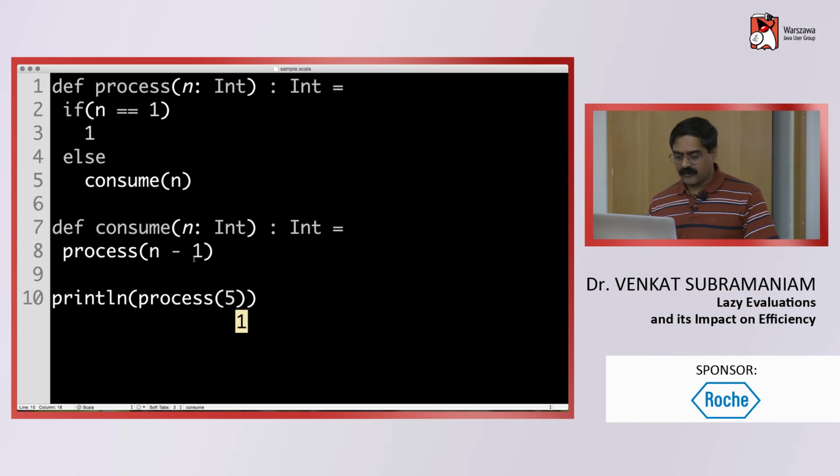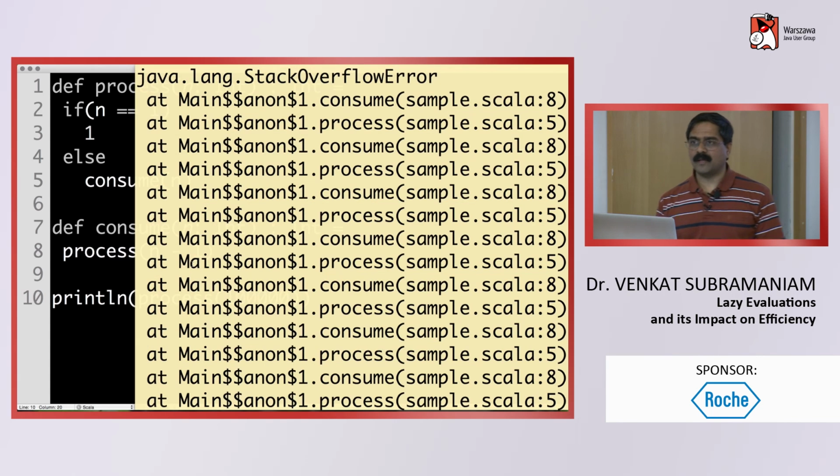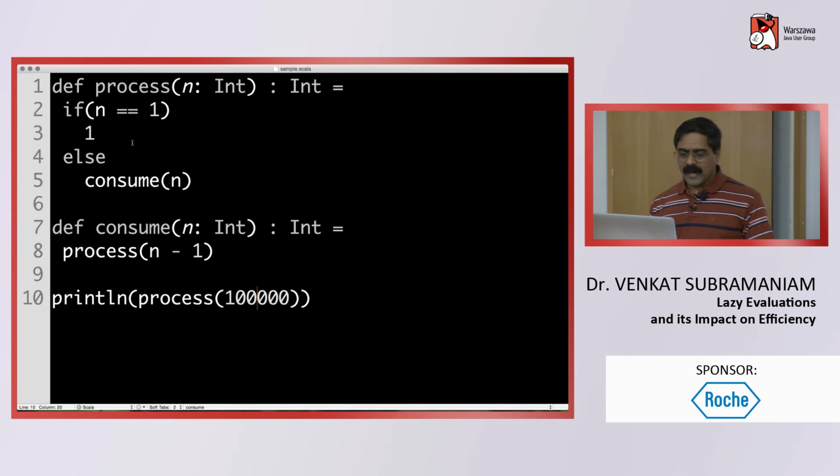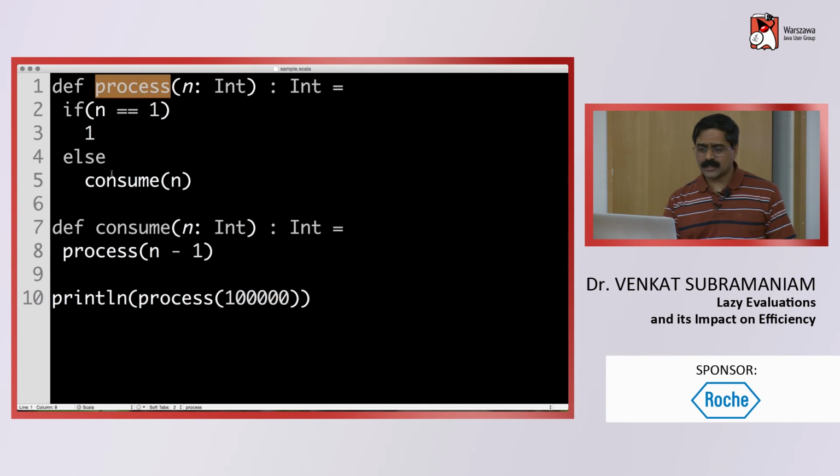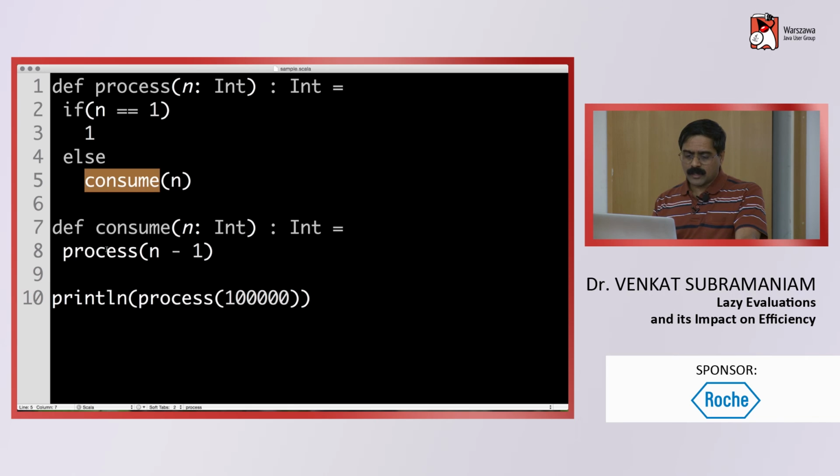Well, but what if I were to call a fairly large value? Well, in this case, you can see when I call this with a fairly large value, you're going to see that it's going to blow up the stack pretty quickly. Now, why is that? Well, the reason is process is calling consume, and consume is calling process, and the compiler says, hey, one function is calling another function.